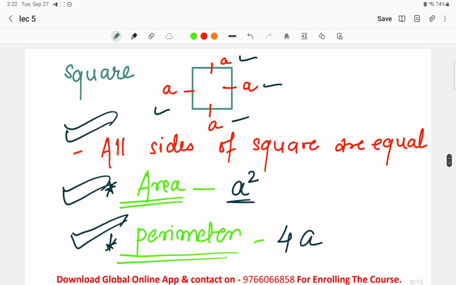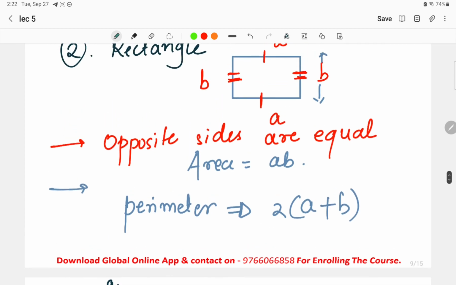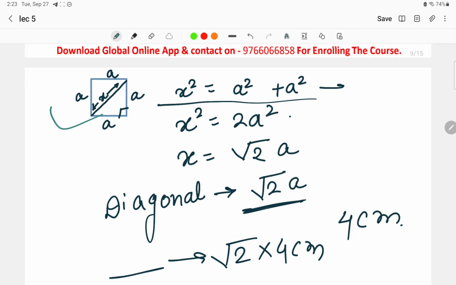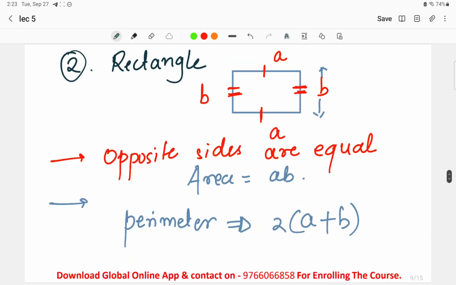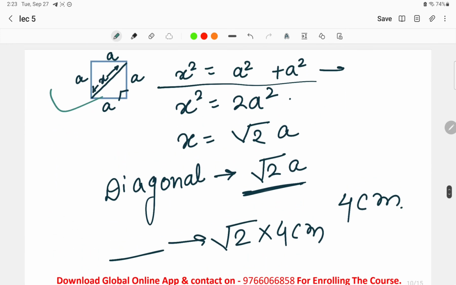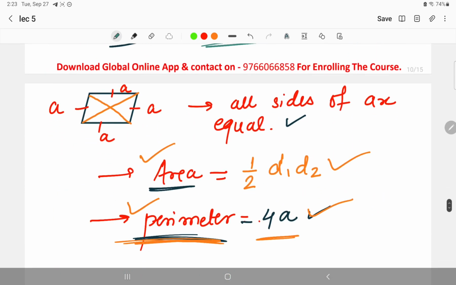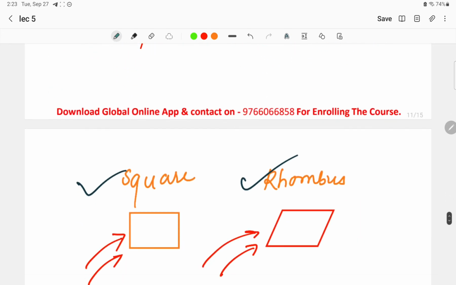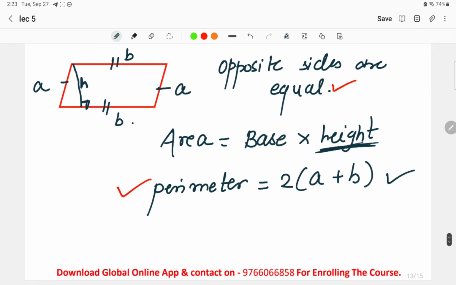In square we have seen what are the features of this square, that is the area as well as the perimeter formula. All sides are equal. In case of the diagonal of the square, we have seen how to calculate the diagonal. We'll see in tomorrow's lecture how to calculate the diagonal of the rectangle also. Now this was all about how to find the diagonal of the square. Next we have seen a rhombus. Similarly, we have seen the parallelogram.